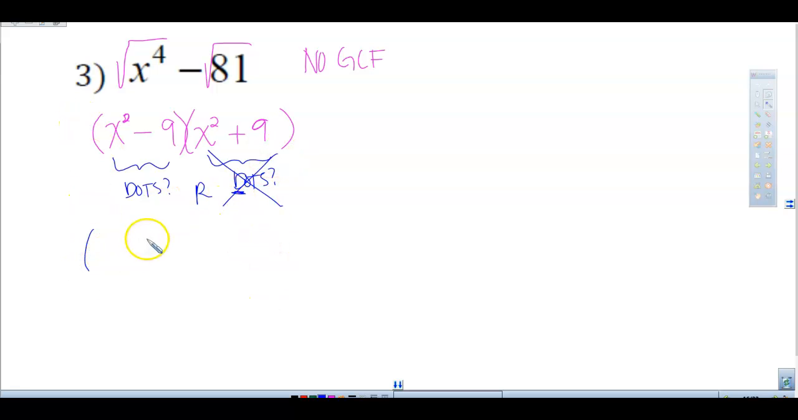So I'm going to split this into 2 more binomials by taking the square root. The square root of x squared is going to give us an x, and the square root of 9 is going to give us a 3. And I need 1 subtraction, 1 addition. And then just bring this one down. You've got the x squared plus 9 at the end.